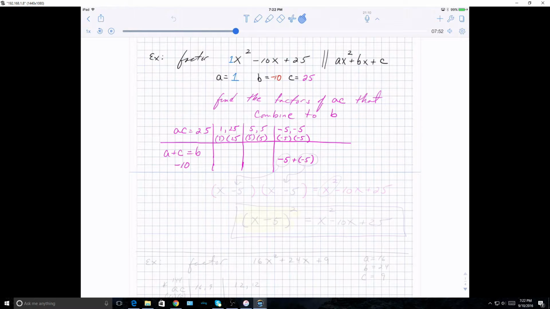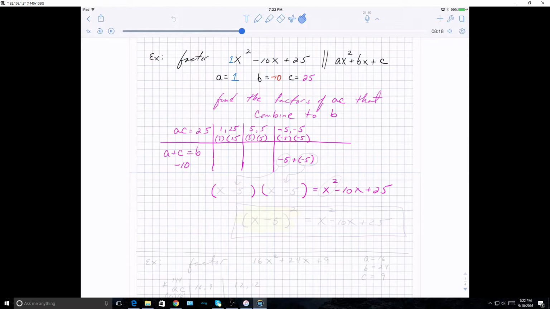So at this stage, we know both of our factors for this binomial. So what we have to do is write down our binomials, and then let's just write down what it equals. It's going to have to equal this beastie.